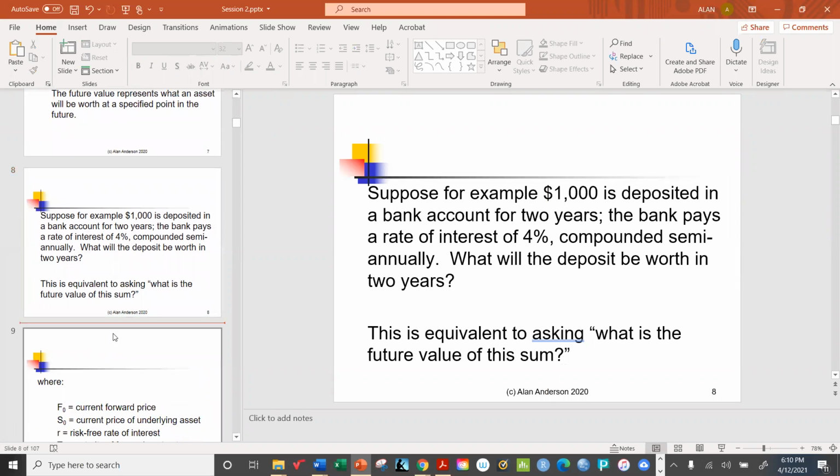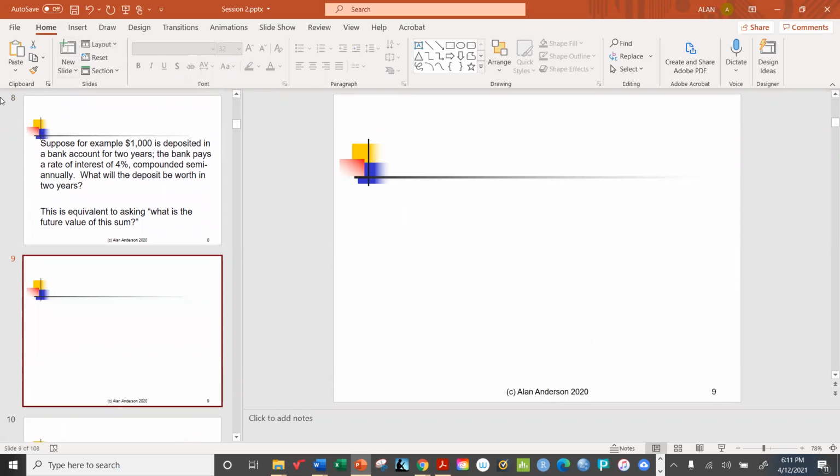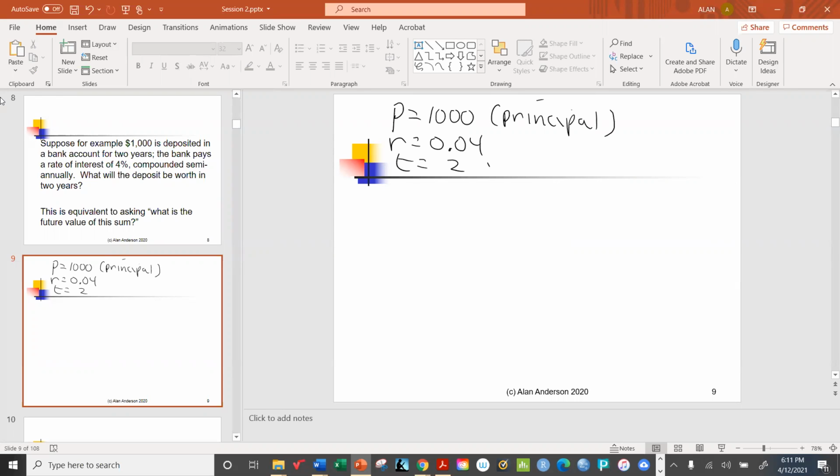Now, we can do this in a couple of different ways. We can take the long approach. Notice that the starting value or principal is $1,000. We'll let P represent principal. And the rate is 4%. Rates are always expressed on an annual basis. It's a 2-year investment, so I'll put 2 here for 2 years. And then the compounding frequency, we'll describe with the letter N. That means interest is paid or compounded twice per year.